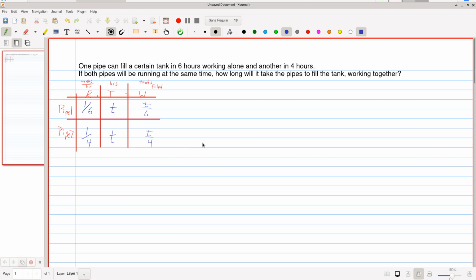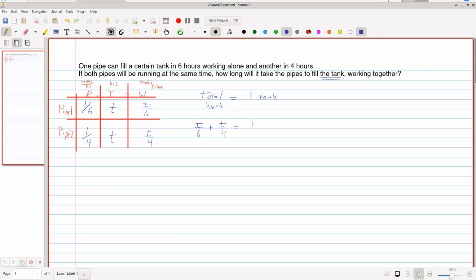And now the question asks, well, they're working together, and I want to know how long it will take to fill the tank. So this tells me that the total work done is one tank filled. The total work from the table is the work that the first pipe does, T over 6, plus the work the second pipe does, T over 4, and this equals one tank filled. Okay, now our equation is set up.